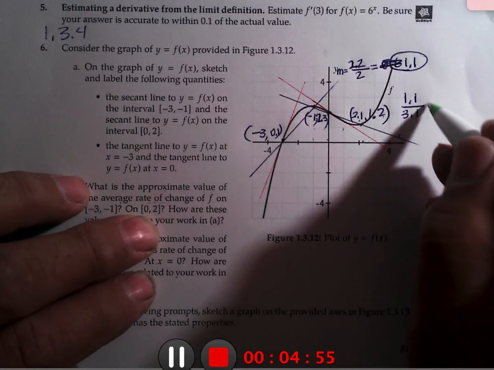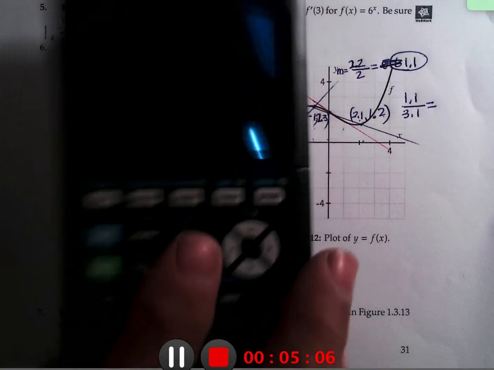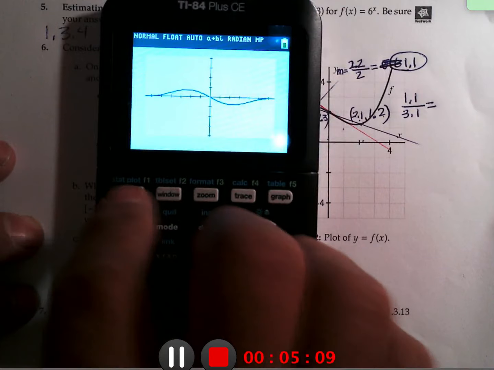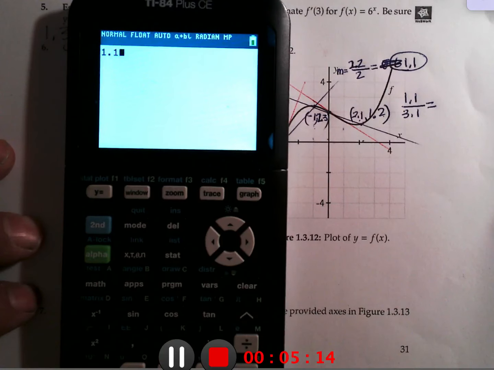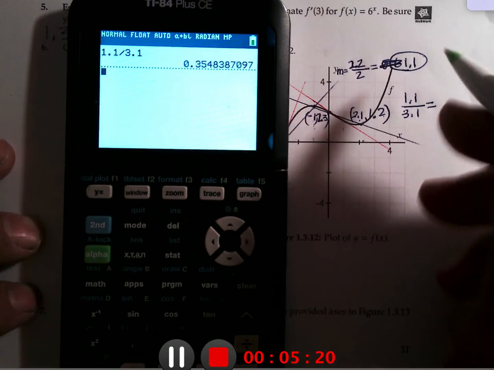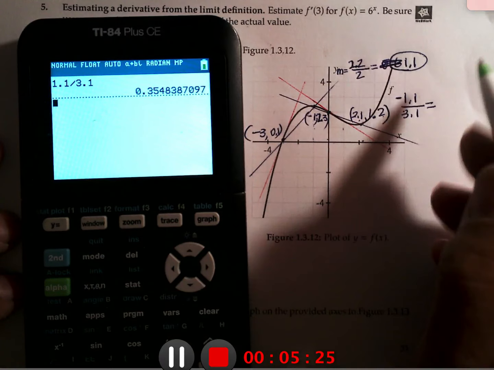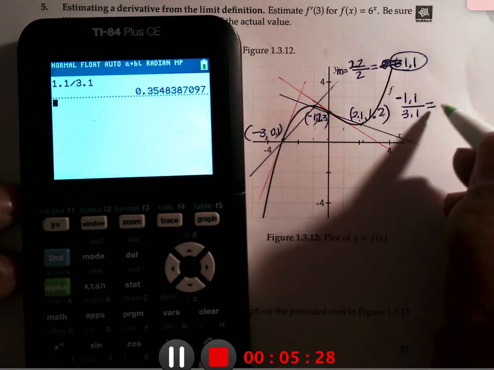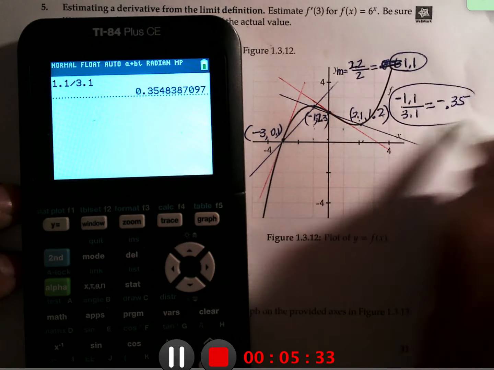That one is approximately, where's my calculator? 1.1 divided by 3.1, it's approximately 0.3. Oh, and that's down, so that was negative 1.1. Oh, I'm making a lot of mistakes here this morning. Down about 0.35. Okay.